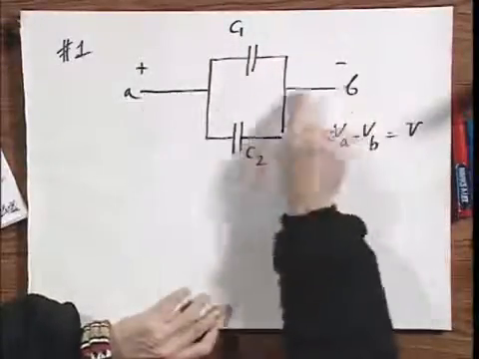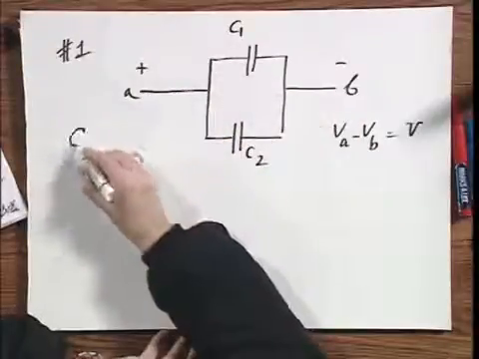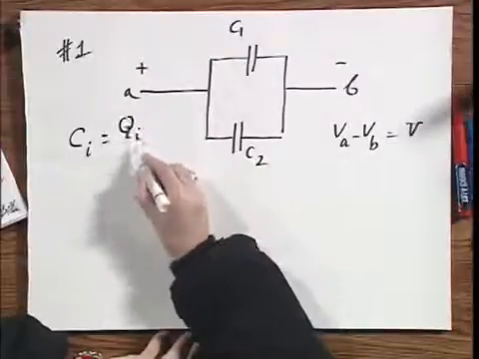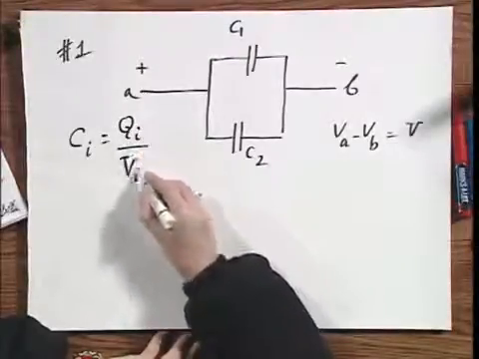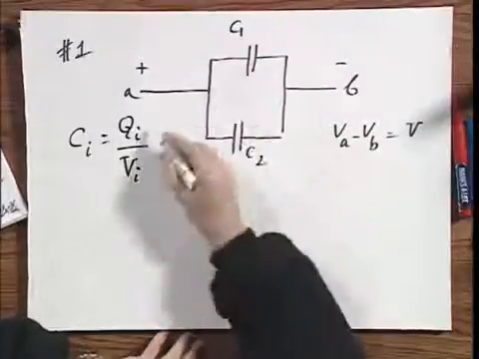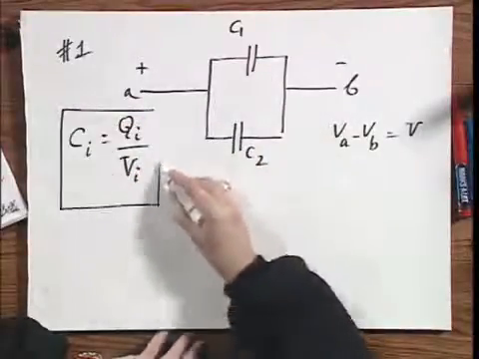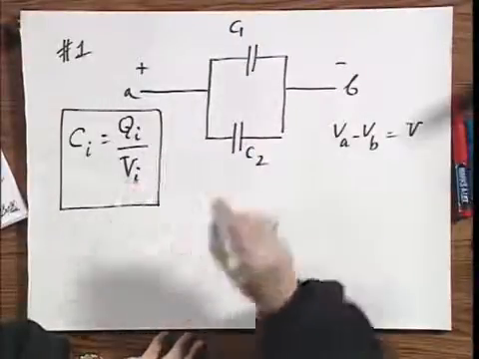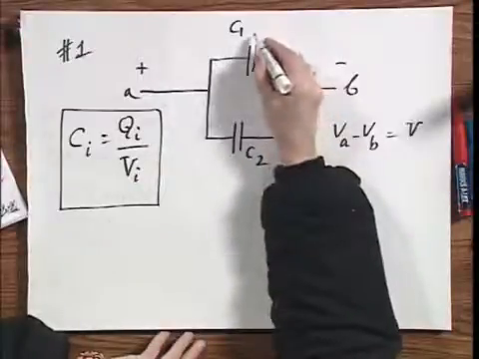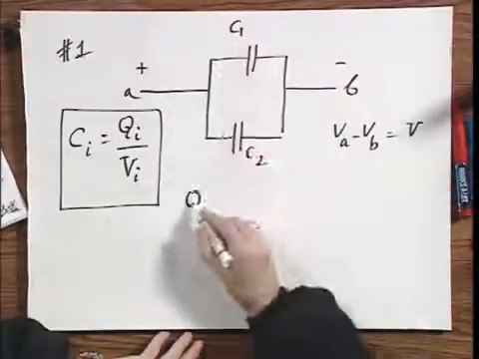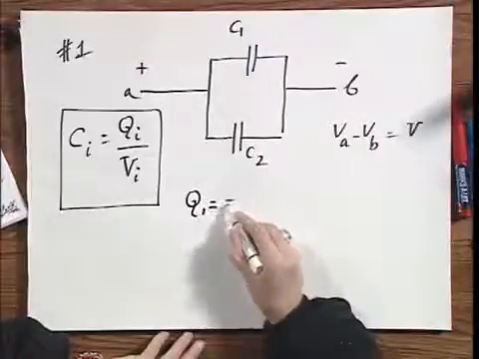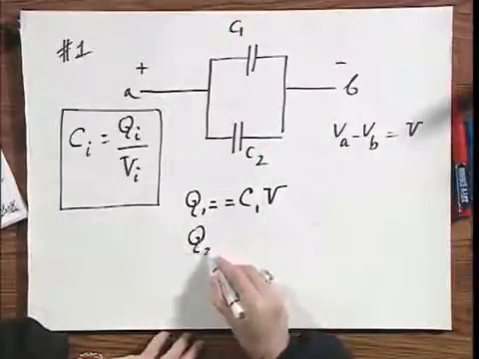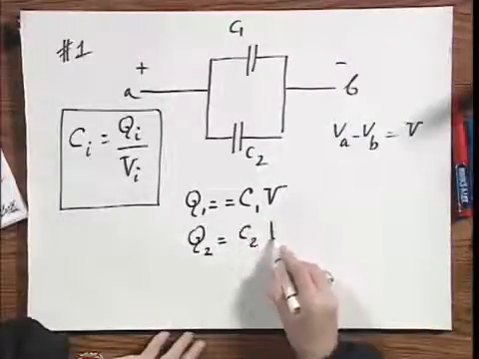They both see the same voltage. What always holds is that C of I, which is capacitor I, always has a charge Q of I on it if the voltage over that capacitor is V of I. This you can always use, it's always true. Now both capacitors see the same voltage over them. So therefore Q of 1 equals C of 1 times V, and Q of 2 equals C of 2 times V.